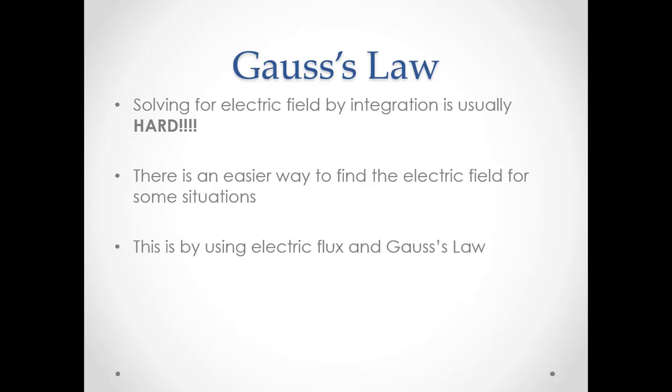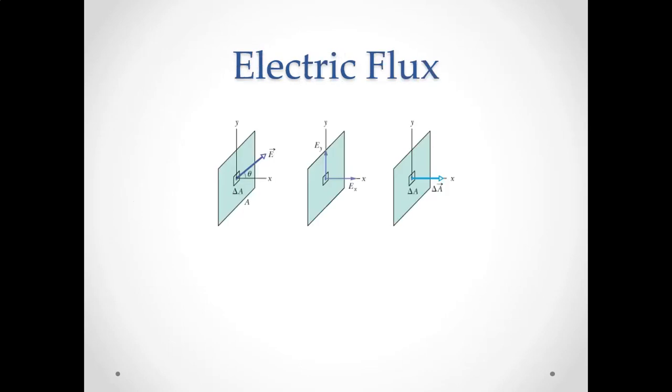Gauss's law usually depends upon you having some sort of either uniform or symmetric distribution of charge that you can use in order to develop an equation to actually plug in to solve out for the electric field. And we actually make use of something called electric flux in Gauss's law. And so it's actually electric flux that allows us to connect to electric field when we do Gauss's law.